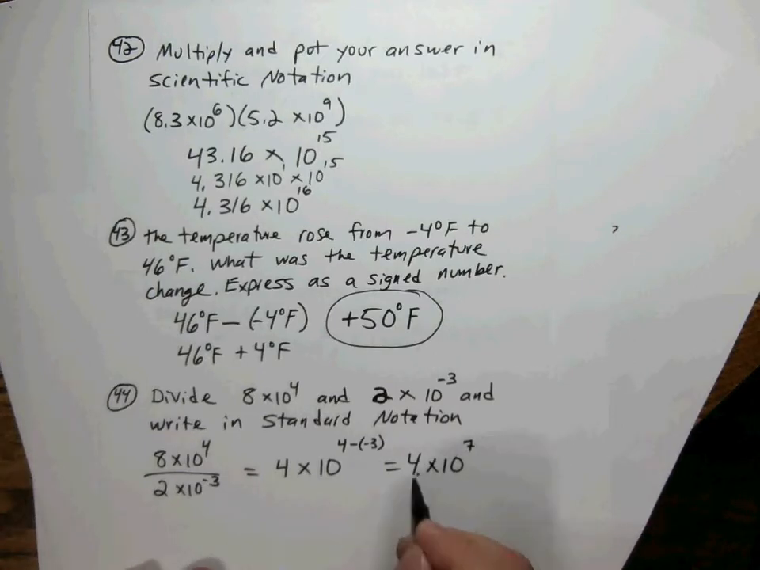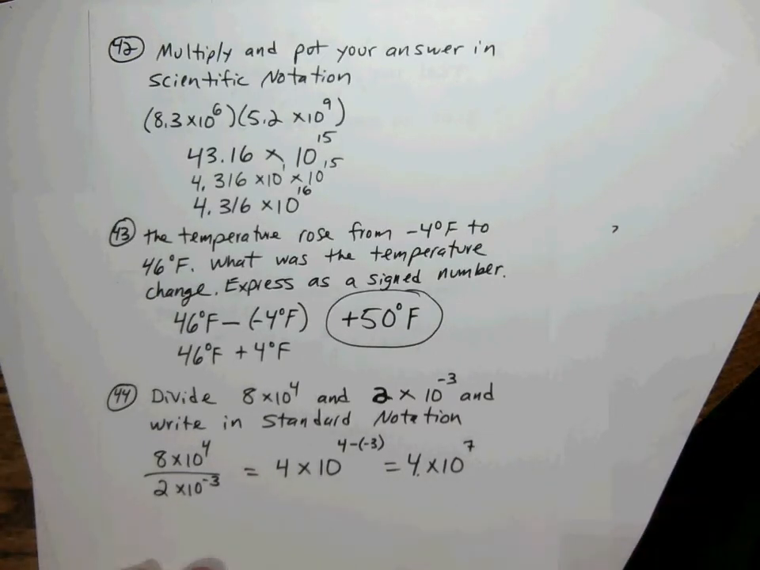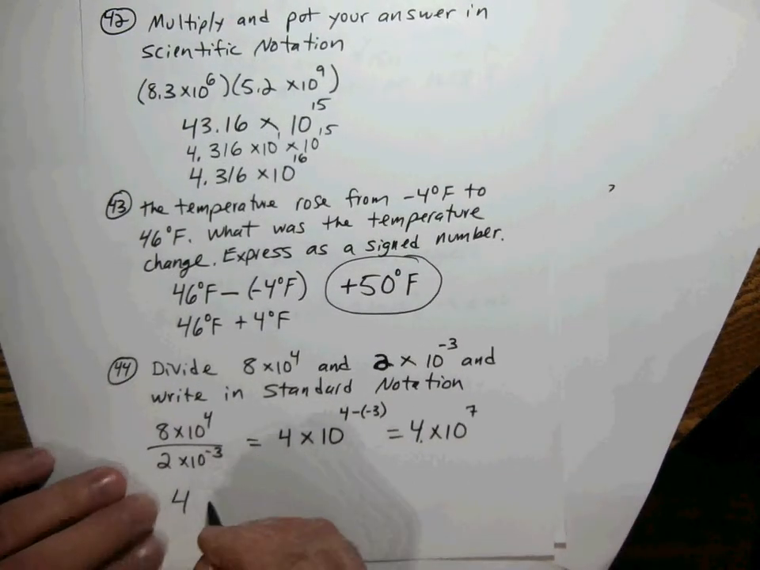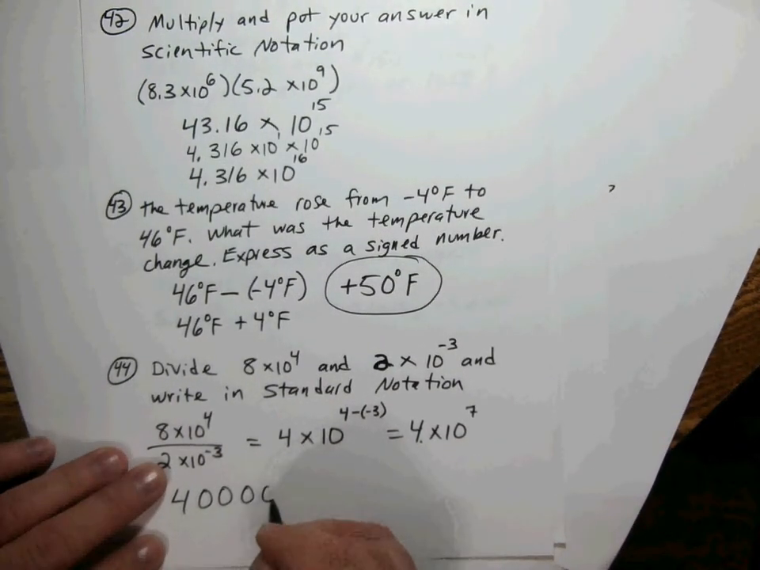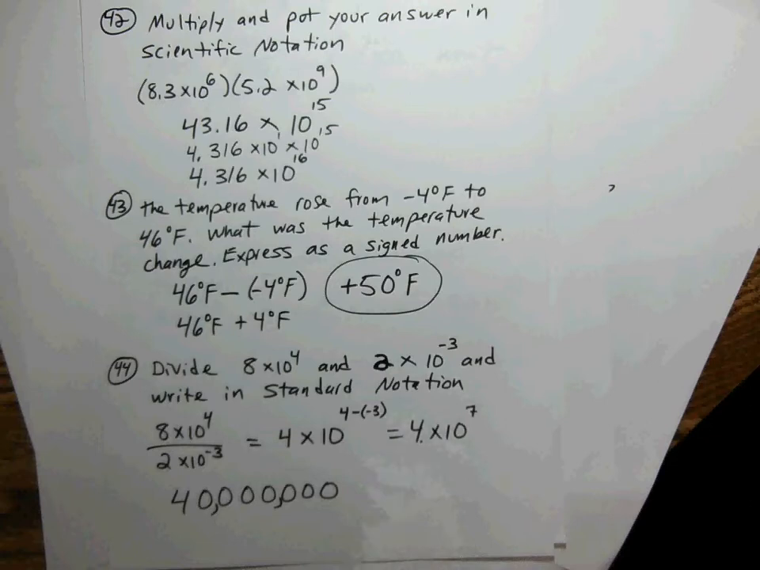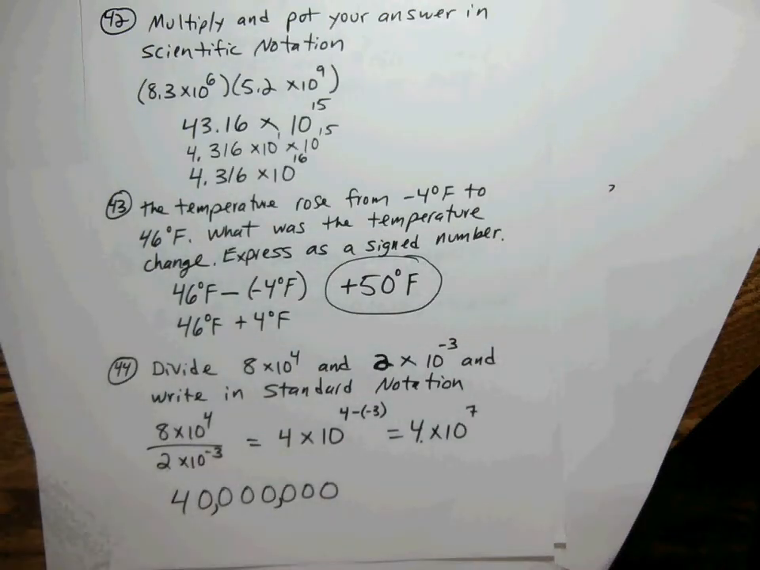Well, the decimal's right here after the 4, so that means I'm going to multiply by 7 powers of 10. I'm going to have 7 zeros after that 4. 1, 2, 3, 4, 5, 6, 7. We can go back and fill our commas in, and then we can read it properly as 40 million, whatever it is. Okay?